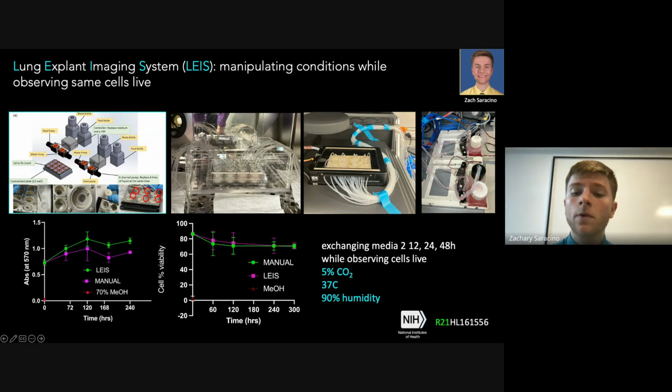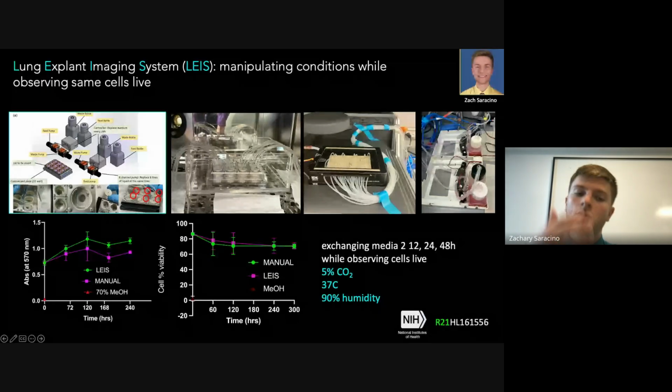You have here the resulting absorbances measured by the plate reader at 570 nanometers after 5 different time points for both PCLS with manually and automatically exchanged media. And of course, in addition to negative controls that we treated with 70% methanol. And what you see, not only do you see that there's no significant difference between the absorbances of cells that have their media automatically exchanged versus manually exchanged, but you actually see slightly higher absorbances in the LEIS. Now, nothing too significant, but it's still good news.